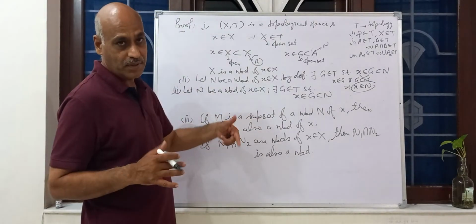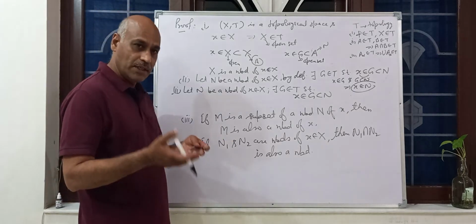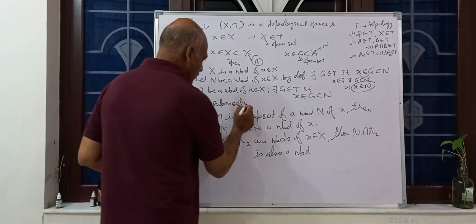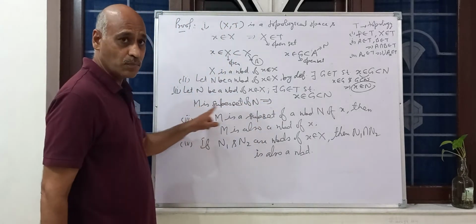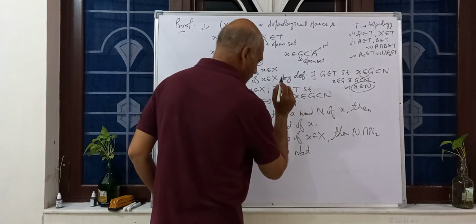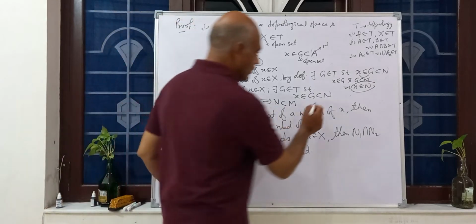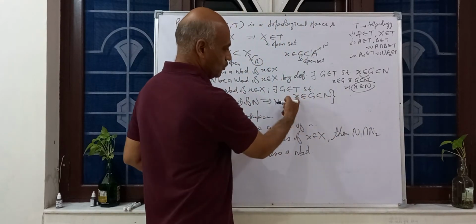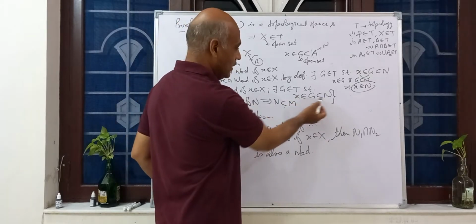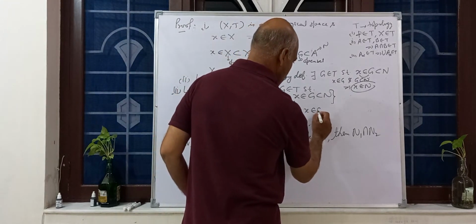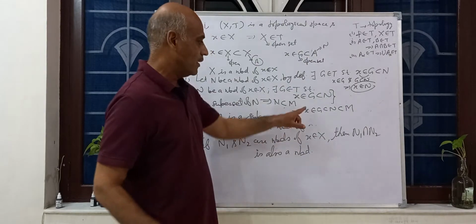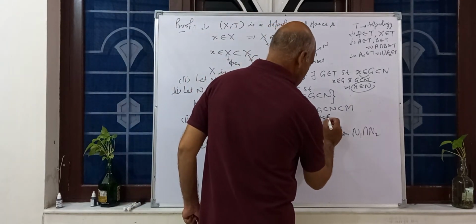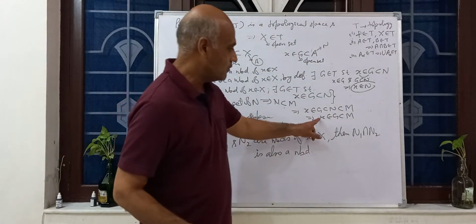Now M is a superset of N. Superset means it contains N, all elements of N are in M. So N is a subset of M. Now from these two, x belongs to G subset of N subset of M. We can write x belongs to G subset of M.